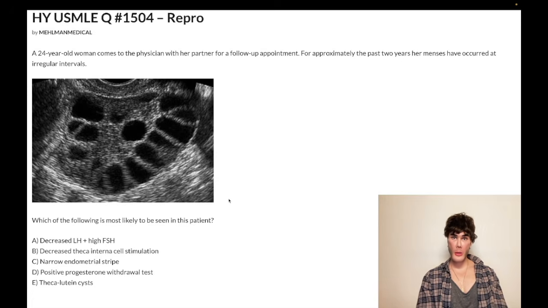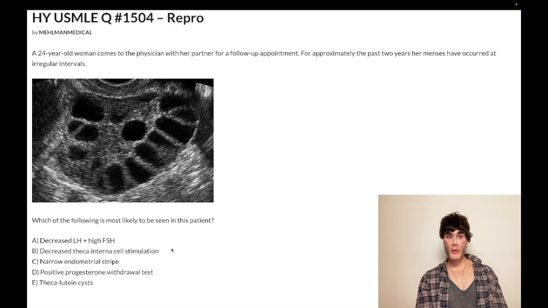Can it occur in normal BMI? The answer is yes, but it's usually high BMI. That means insulin resistance. Insulin resistance causes abnormal GnRH pulsation. That leads to high LH, low FSH. Choice A, wrong answer. Choice B, theca interna cell stimulation that's decreased is wrong.